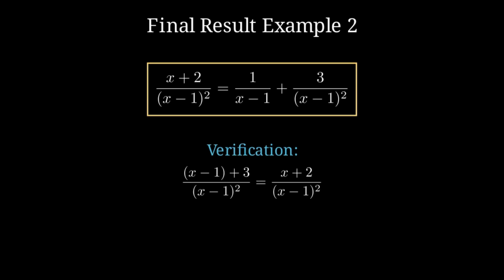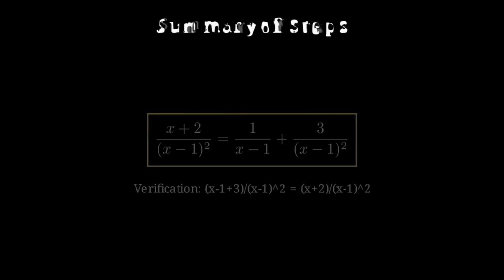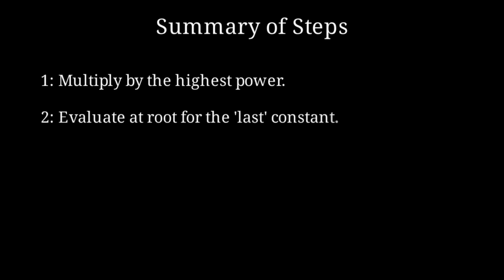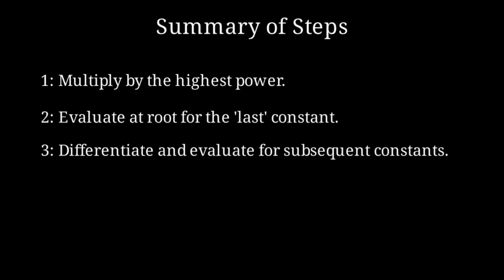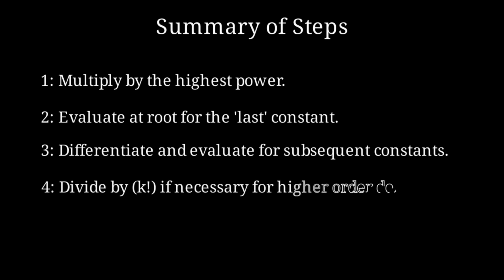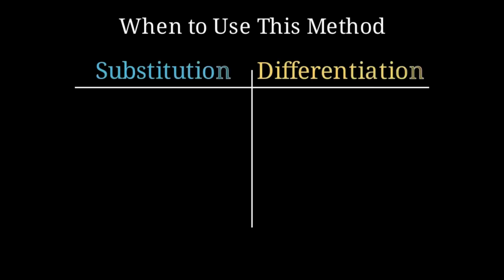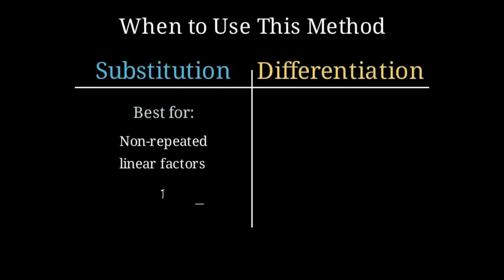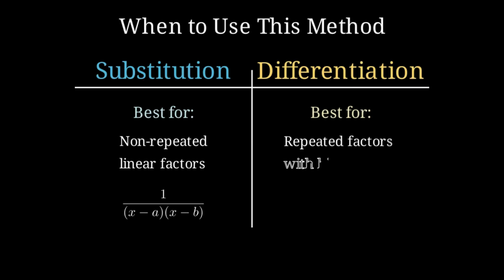To summarize, multiply by the repeated factor, find the first constant by substitution, then use successive derivatives to find the remaining constants. Remember to divide by the appropriate factorial if you are working with powers higher than 2. This method is a lifesaver when you encounter factors raised to the 3rd, 4th, or 5th power. While substitution works well for distinct roots, differentiation keeps the work linear and organized when roots are repeated.